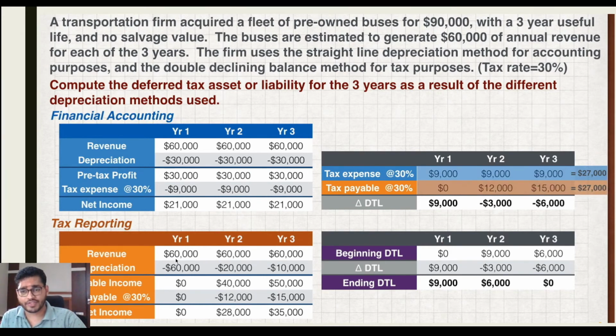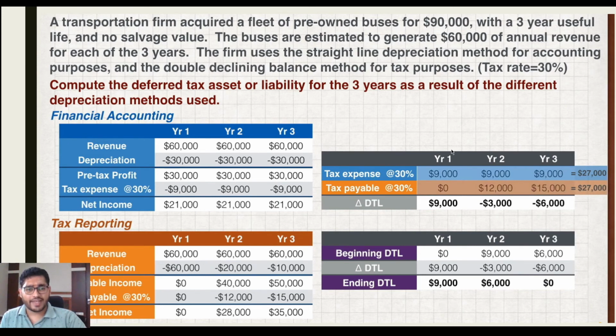The taxable income for the first year comes to zero, because we deduct depreciation of 60,000 from the revenue of 60,000, so we get taxable income of zero, and we don't have to pay any taxes on the taxable income of zero, so the net income is zero. Similarly, for year two, the taxable income is $40,000, and when we calculate 30% tax, we get net income of 28,000. And similarly, for year three, we get $35,000.